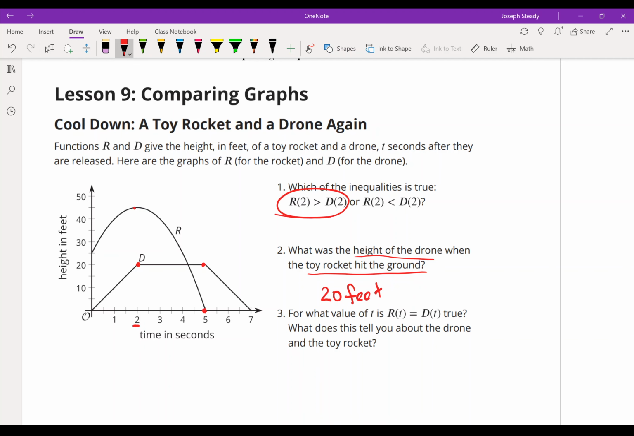The last question asks us for what value of t is the equation r of t equals d of t true. So in other words, we want to know, hey, what does t equal here so that these two things match? Well, that happens right here, only one time on this graph where they cross, right? That is where their outputs are equal. And that seems to have happened not at an exact time, probably right around, I'm going to call that 4.2 seconds. And there's our cooldown.